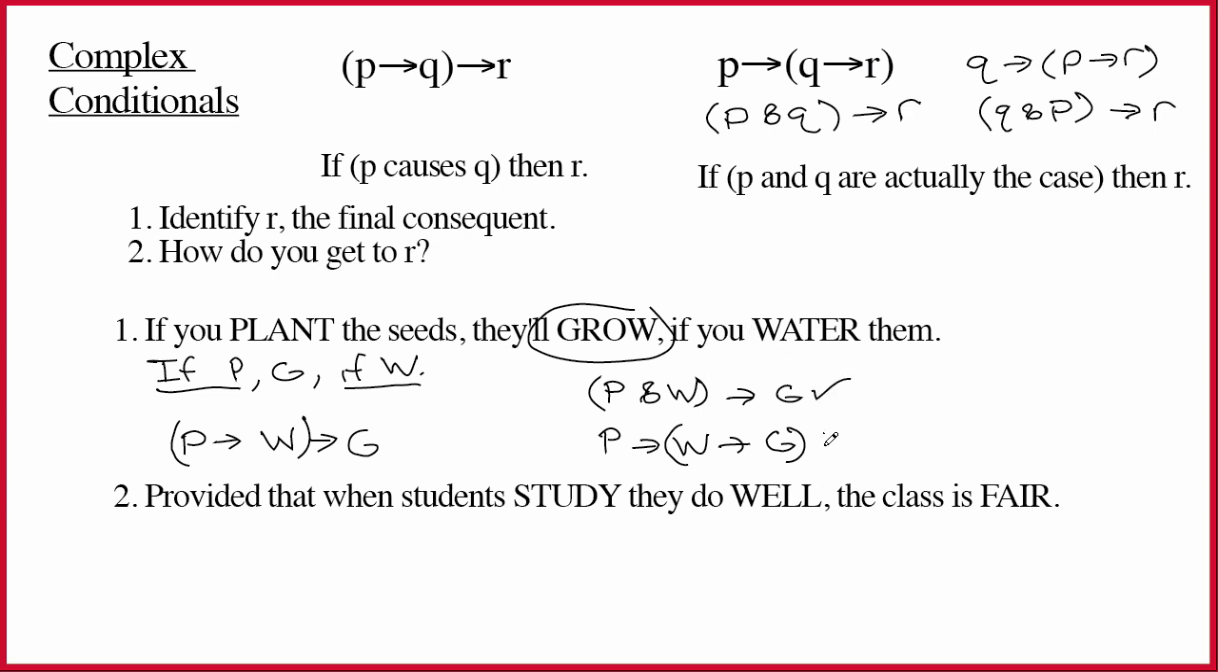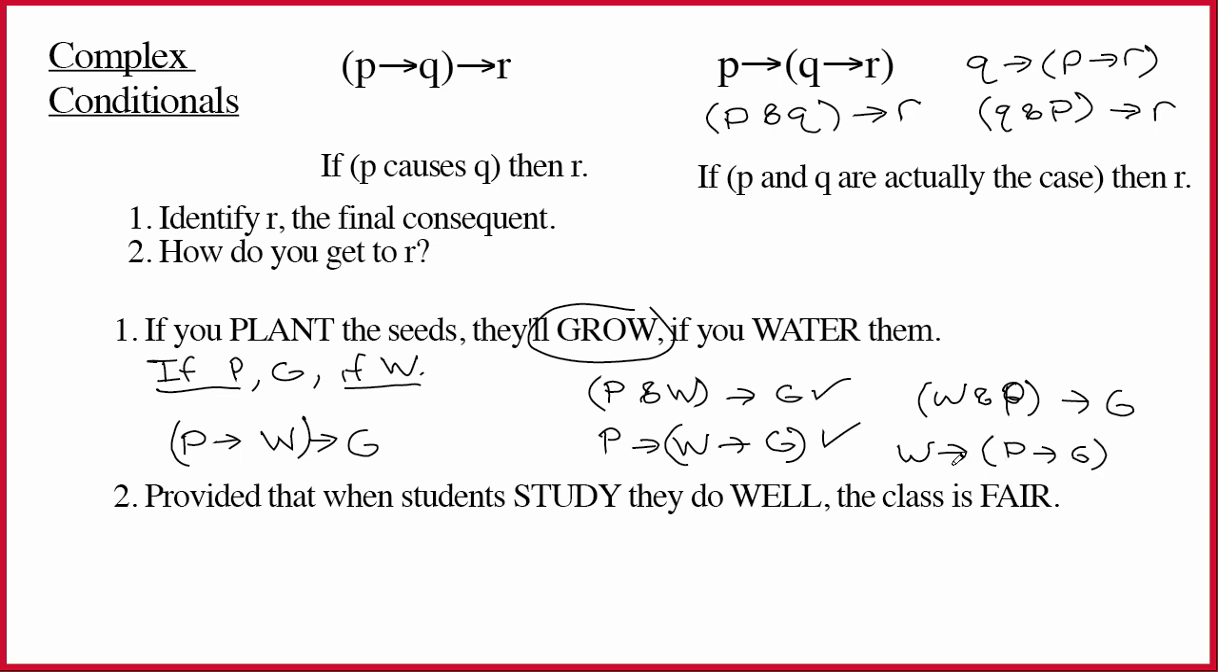And so it turns out that both of these symbolizations are 100% correct. Now, to be thorough here, let's point out that it would also be okay to say, if you water them and you plant them, excuse me, that should be a P, then they will grow. Or even, if you water them, then if you plant them, then they will grow.